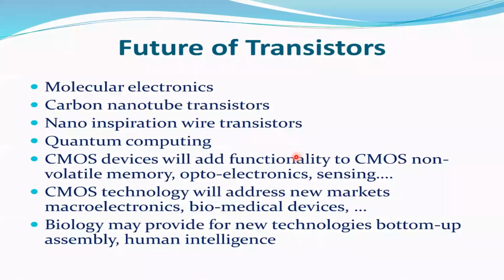Future of transistors: molecular electronics, carbon nanotube transistors, nanowire transistors, quantum computing. CMOS devices will add functionality to CMOS: non-volatile memory, optoelectronic sensing. CMOS technology will address new markets: macro electronics, biomedical devices. Biology may provide for new technologies: bottom-up assembly, human intelligence.